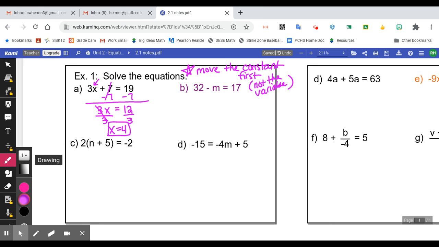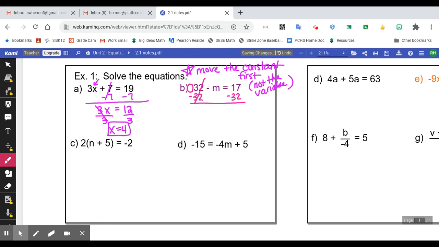All right, part B is a little bit different because it has 32 that comes first instead of the m. So we need to get rid of 32, but it's a positive 32 since there's nothing out here to tell us that it's negative. So we have to subtract 32 from both sides.